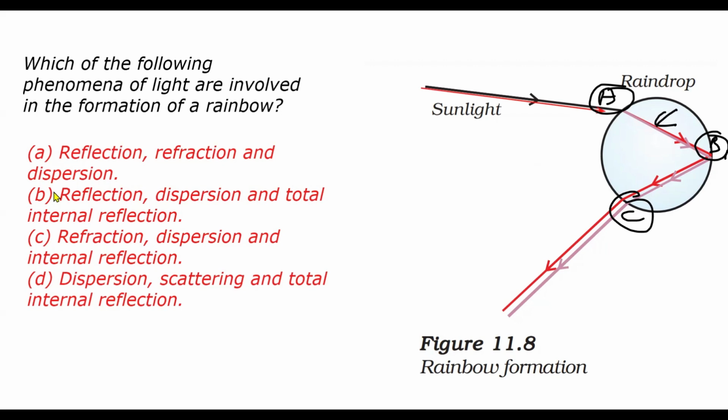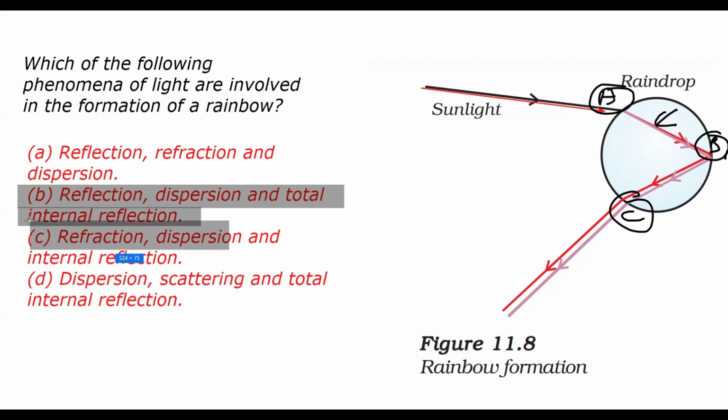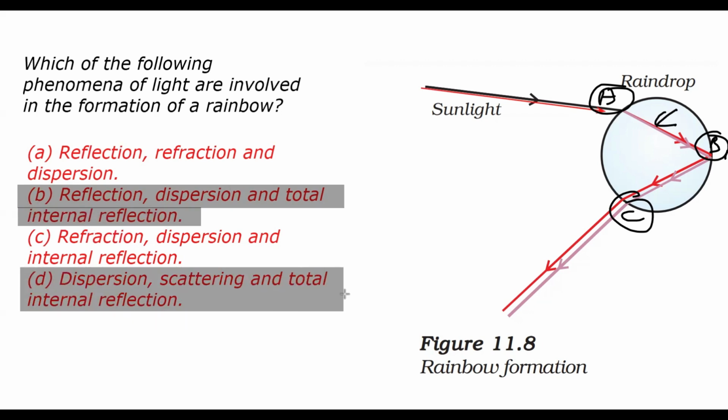So let me see the correct option. I can see this is refraction, refraction back to back. That's wrong. Refraction, dispersion, total internal reflection seems to be correct. And refraction, dispersion, and just internal reflection. It should be total internal reflection, right? Dispersion, scattering, and total. No. So B is the correct option in this case.